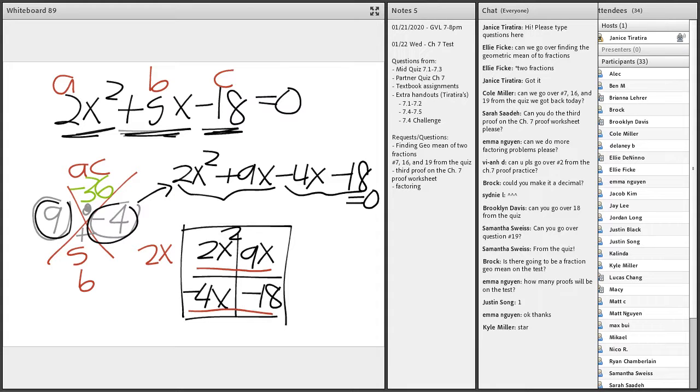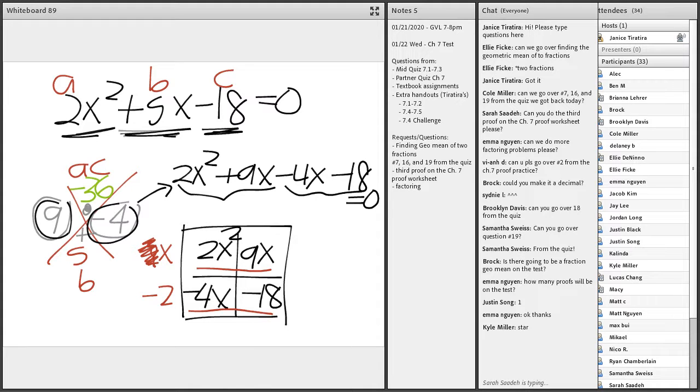Something in common between negative 4x and negative 18. I think only negative 2. Is that accurate? I guess so. Because this is weird. Oh, I just realized 2x squared and 9x, they don't have 2 in common. I'm like, this doesn't make sense. Okay, my mistake.